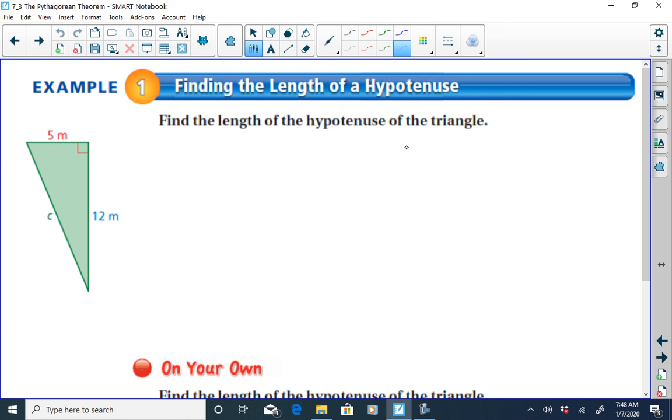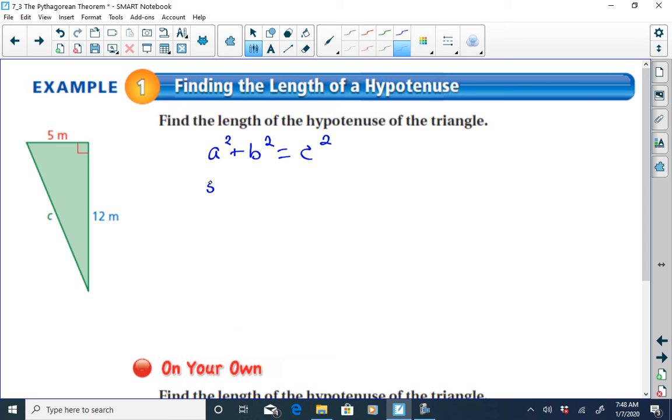It says find the length of the hypotenuse of the triangle. First of all, you have to make sure that it's a right triangle, and we see the right triangle symbol. We have to identify the legs here. The legs form the right angle of the right triangle, so that is your a and your b. It doesn't matter which leg is a and which leg is b, as long as c is the longest side of the right triangle. So we always start by writing our formula, which says that a squared plus b squared is equal to c squared.